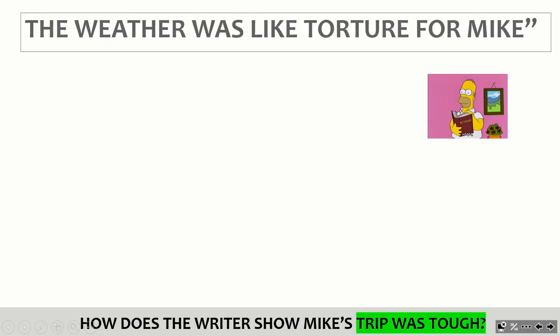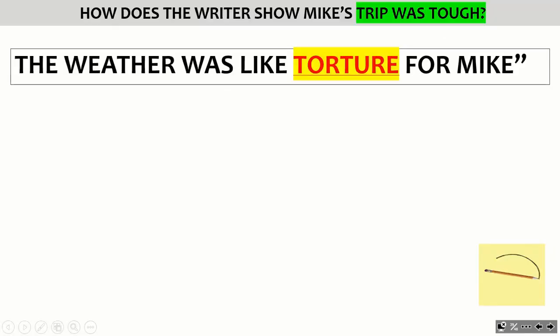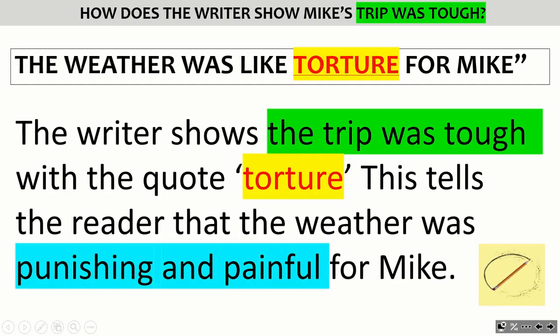If we look at another one, the weather was like torture for Mike. So again, zoom into the word torture, and what does it mean? It means a severe physical pain as a form of punishment. So my answer would be, the writer shows the trip was tough with the quote torture. This tells the reader the weather was punishing and painful for Mike.